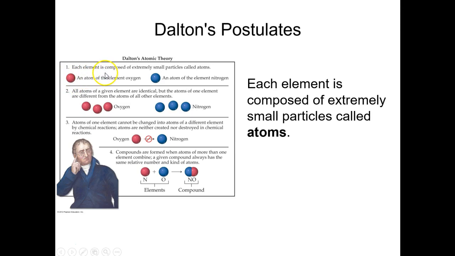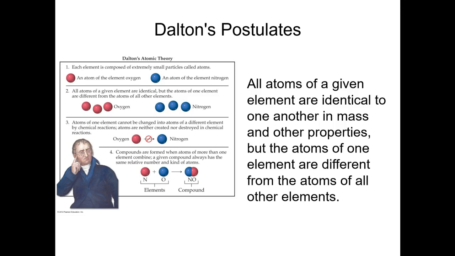In this case, they're using nitrogen and oxygen as an example, and so oxygen is being shown in red, nitrogen is being shown in blue. So each element is composed of extremely small particles called atoms, and all atoms of a given element are identical to one another in mass and all their other properties, but the atoms of one element are different from the atoms of all other elements.